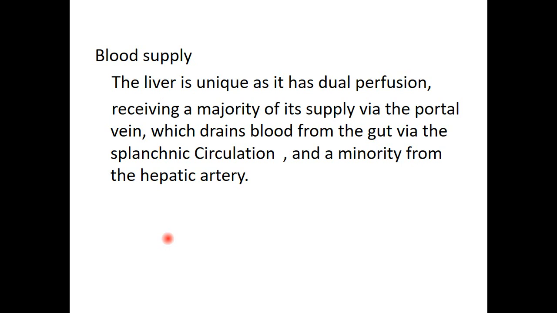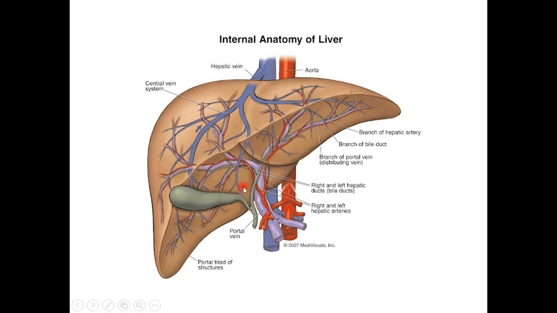The liver is a unique organ. It has a dual blood supply. It has a dual perfusion, receiving the majority of blood supply via the portal circulation and the portal vein, which drains blood from the gut via the splenic circulation, and a minority from the hepatic artery. So as we could see here, the majority of blood supply is through the portal vein, which supplies the liver, bringing the nutrients from the gut for metabolism here. And this is the supply of the hepatic artery. This is the left and the right hepatic artery, and this is the hepatic vein.